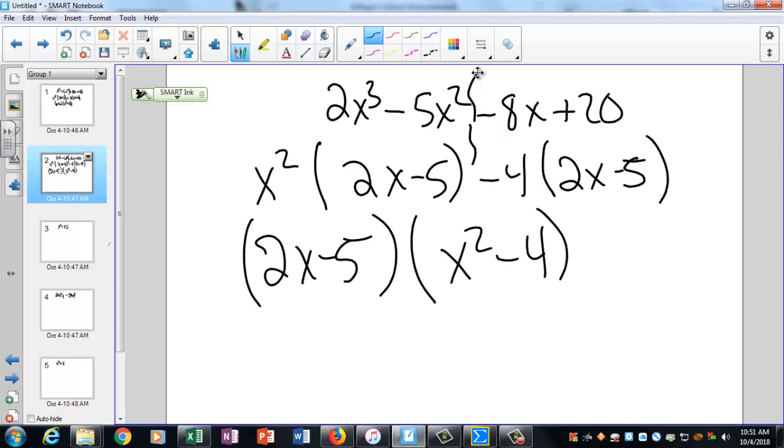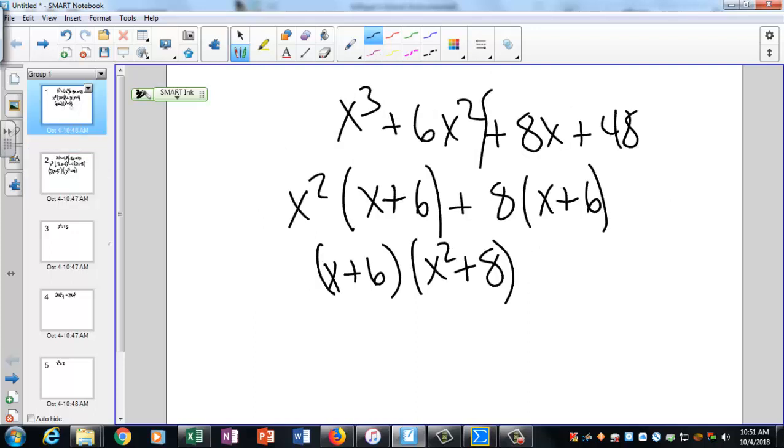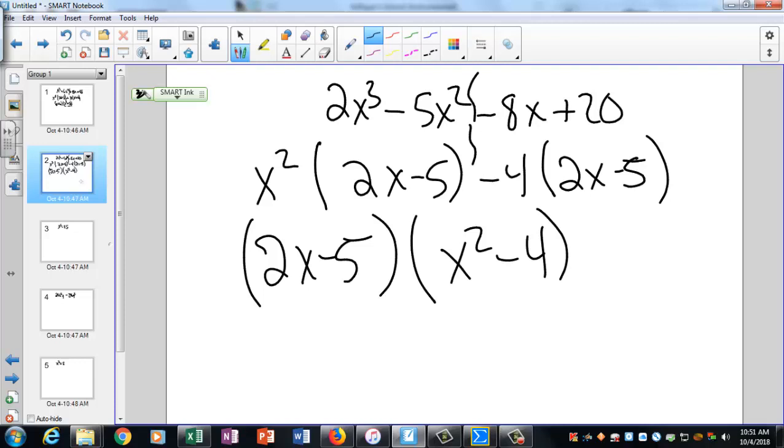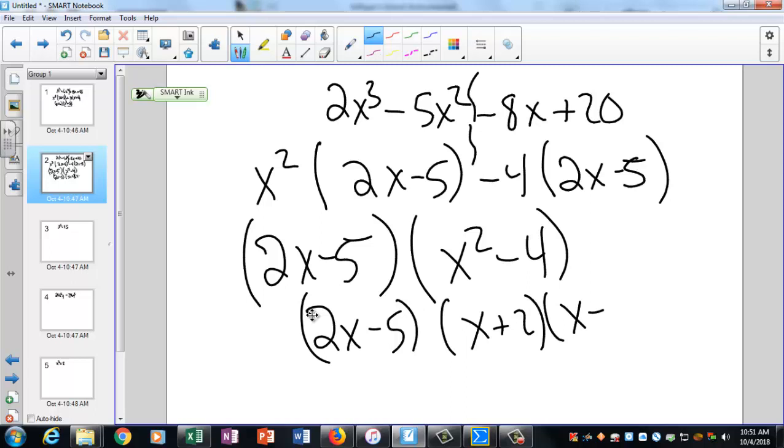Now, here's the issue, and it didn't happen in the last problem. This problem you cannot continue because this is x squared plus 8. But with this problem, you can continue because x squared minus 4 is the difference of two squares. And you'll get 2x minus 5, x plus 2, x minus 2. And so that one has to continue.